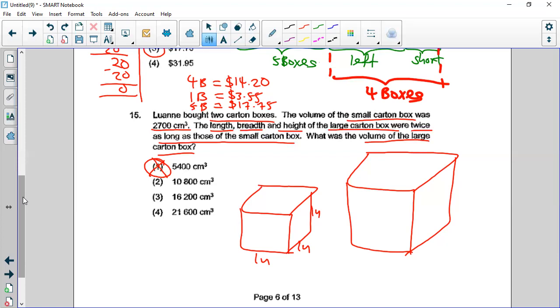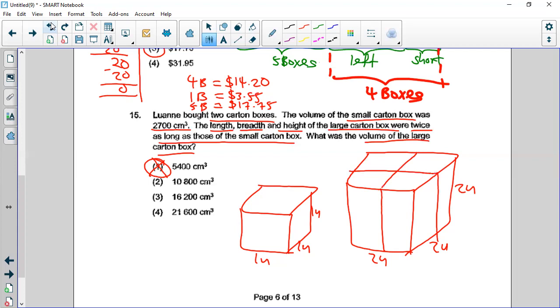So if the length of the carton box is twice, that will be like 2 units. And then the breadth is also twice, also 2 units, and the height is also twice, that's also 2 units. So can you cut the big carton box into smaller carton boxes? How to cut? Look at what I'm doing. Let me draw a bit nicely. I'm cutting the larger carton box into smaller carton boxes.